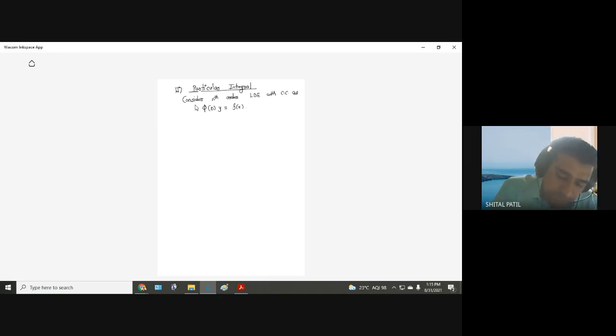Say I want to find y from here. So what I have to do? I have to operate. Okay, so see, I'm writing like this. Operate 1 upon phi of D on both sides. So 1 upon phi of D operated on phi of D y equal to 1 upon phi of D operated on f of x.